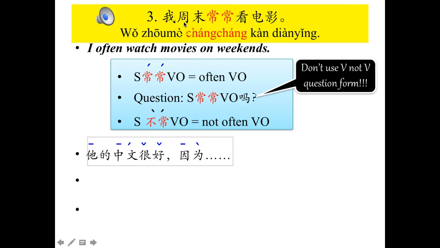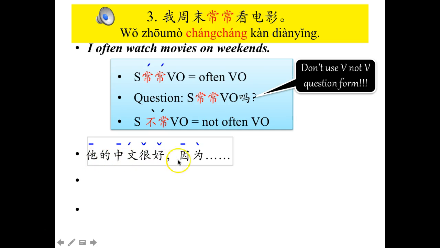Next, 我周末常常看电影。常常 is a time word too. Now it means often. It goes before the verb. So 常常. Now the question is, something 常常 verb 吗? Now remember, if you say do not often do something, please use 不常. Don't say 不常常. Instead, please say 不常. Now, let's take a look at the example.